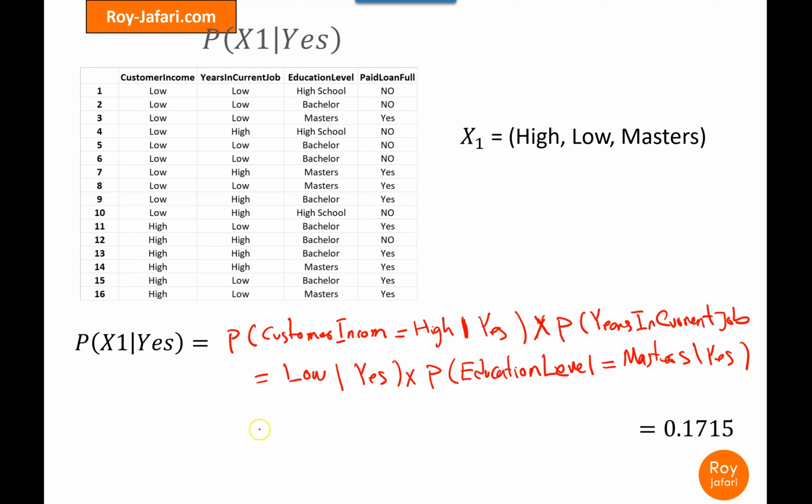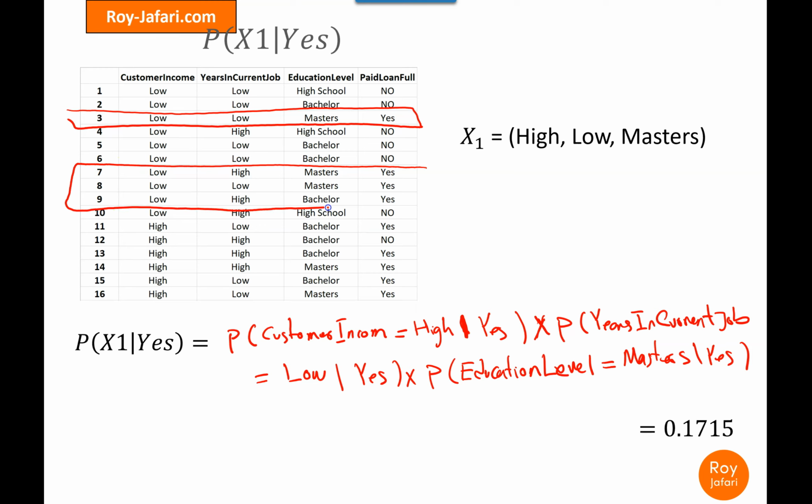So we've got three terms we want to calculate here, right? And to be able to calculate that, because all of them are conditional probabilities given yes, we only have to pay attention to the parts of the data that have yes. So these are the only parts that we want to pay attention to, the ones that are yes, because all of them are given they have paid in full, right? So these are the only parts of the data that we want to look at.